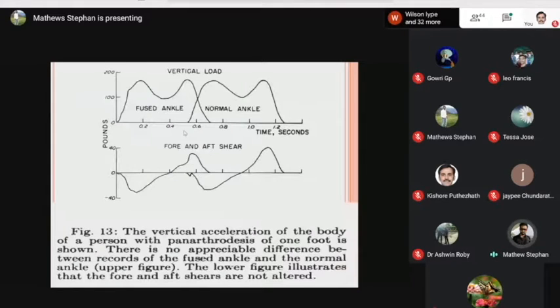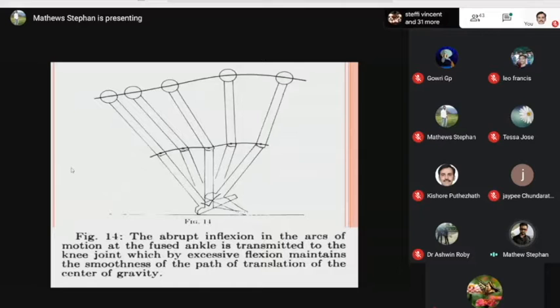So here in the image we can see the vertical load in the fused ankle and the normal ankle. It is almost the same. The vertical deceleration of the body of a person with panarthrodesis of one foot is shown. There is no appreciable difference between the records of the fused ankle and the normal ankle. The abrupt inflection of the arcs of motion at the fused ankle is transmitted to the knee joint, which by excessive flexion maintains the smoothness of the path of translation of the center of gravity.